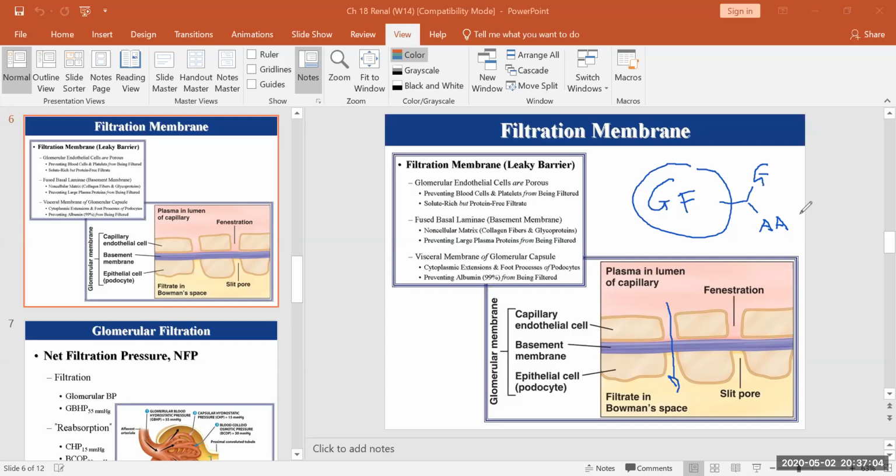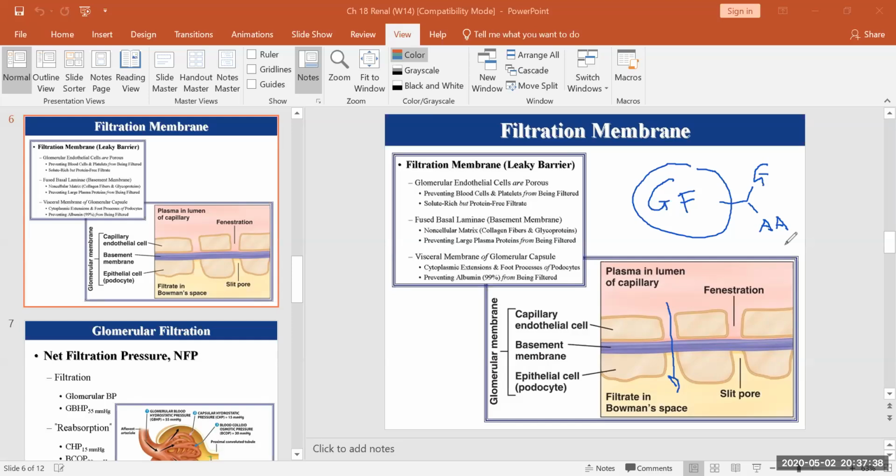But at this point, since it's passive transport, there's no selectivity here. The only selectivity, if you will, is the size of the nutrients. So plasma proteins are too big, they remain in the blood vessel, remain in the glomerulus. Red blood cells, white blood cells, platelets are too big, they remain in the glomerulus. Proteins such as hormones, enzymes, they remain in the glomerulus. They cannot be filtered.